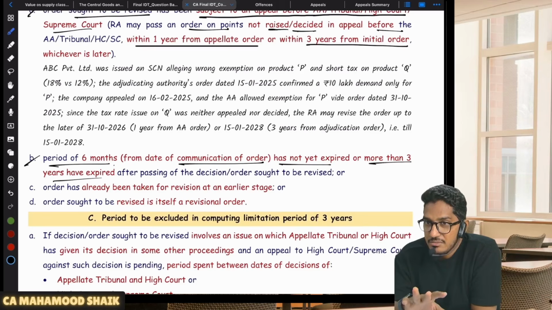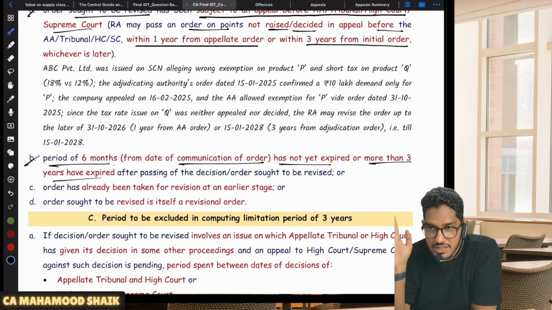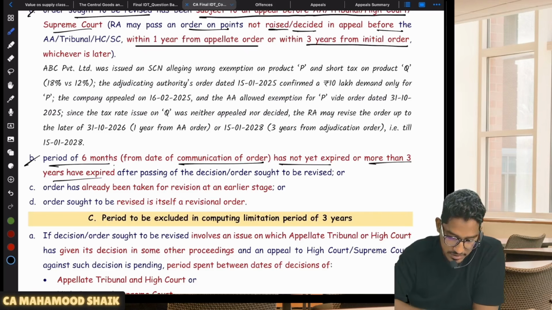Beyond 3 months, the order has come, 3 months is over from the date of order. If you want to do the revision, not possible. If you want to do the revision, do it after 6 months from the date of issuance of the order, or maximum within 3 years from the date of order. You have to complete it.